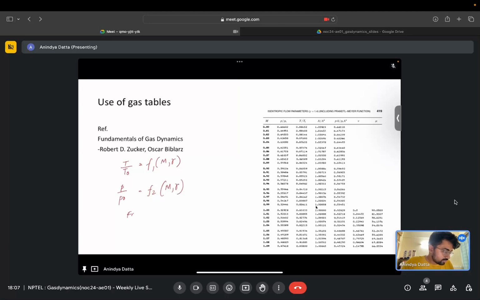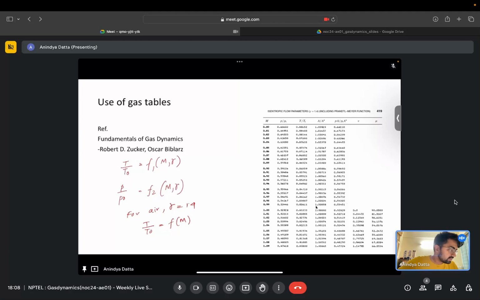Mostly in the problems we deal with, our working fluid is air, and for air gamma is equal to 1.4. In those cases, these ratios become just a function of Mach number. Since these vary with Mach number, these gas tables are available. This gas table is taken from the book Fundamentals of Gas Dynamics by Zucker and Biblarz. I have taken this from the appendix.